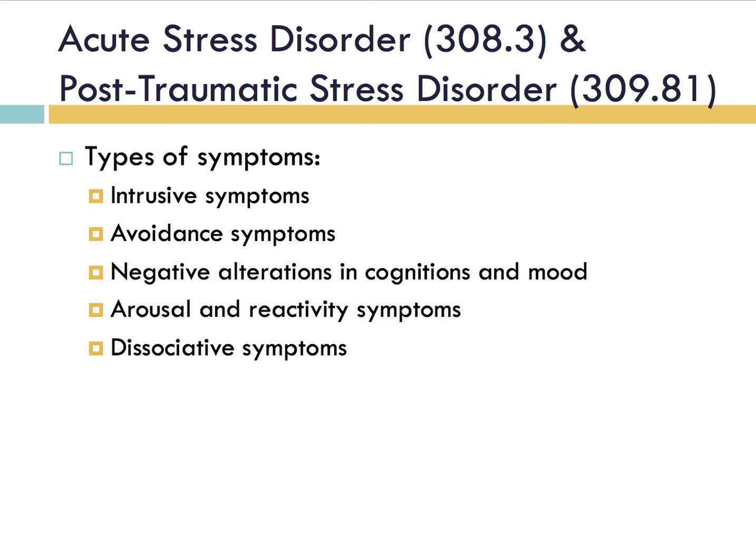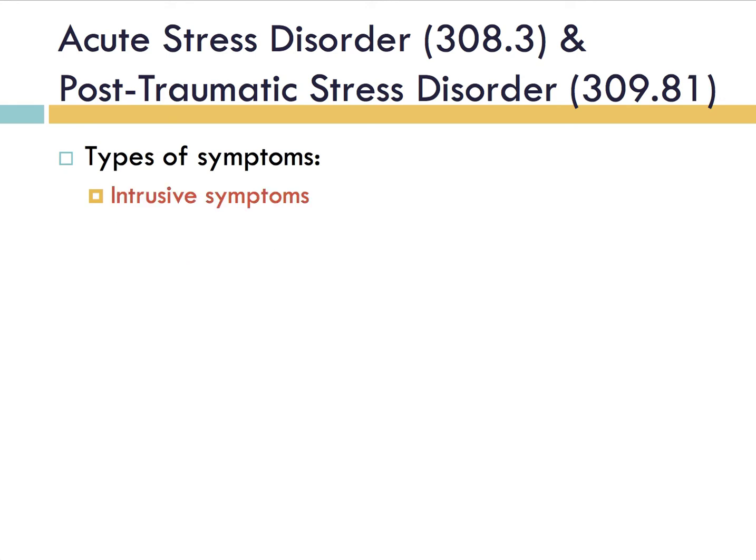Now, in terms of the types of symptoms that people may experience, the DSM-5 describes 5 different categories: intrusive symptoms, avoidance symptoms, negative alterations in cognitions and mood, arousal and reactivity symptoms, or dissociative symptoms. And we'll go through each of these categories. So first, we'll talk about intrusive symptoms.